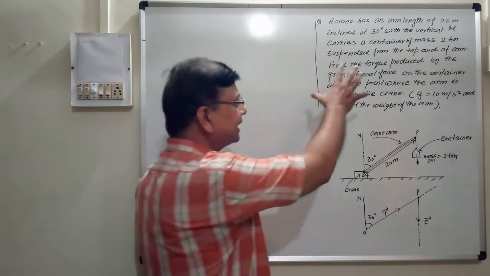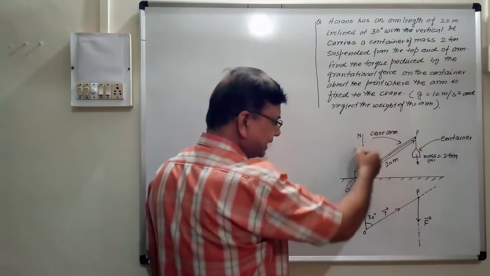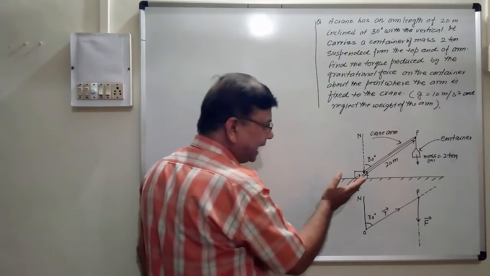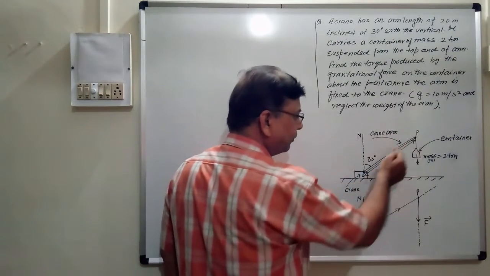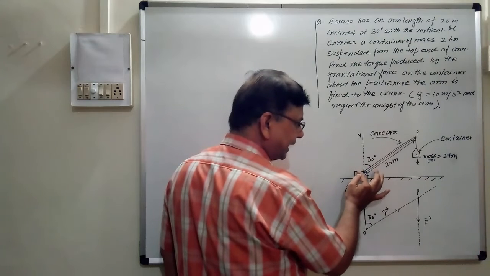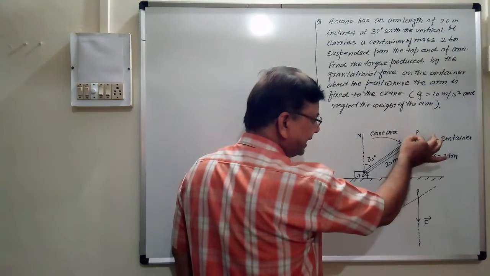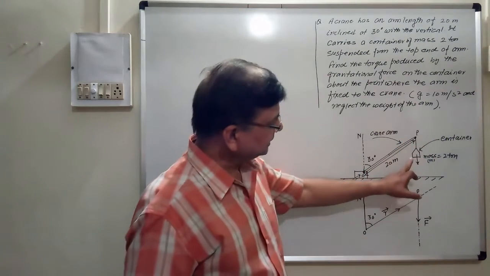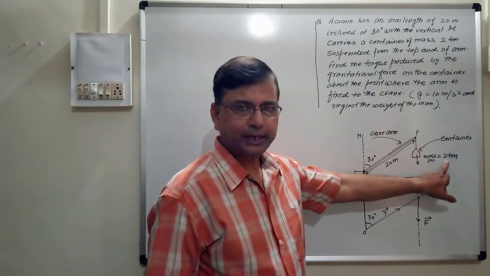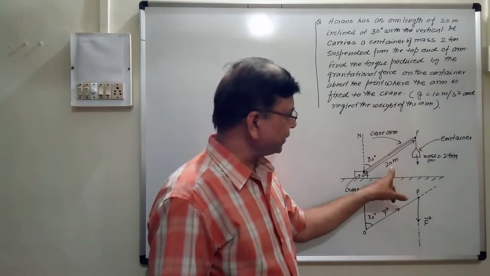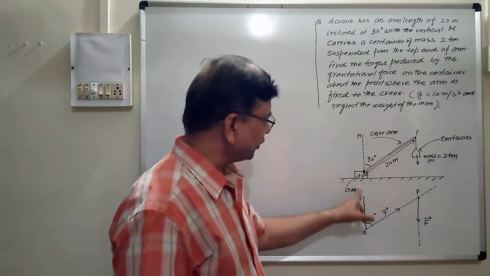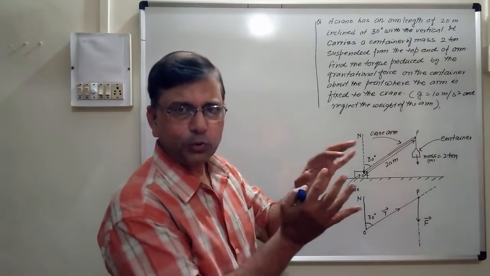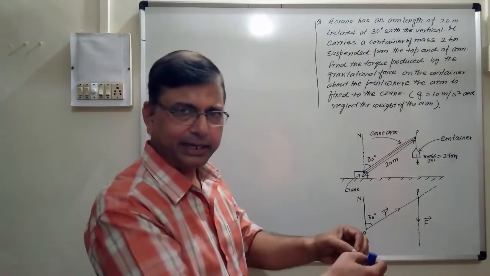So I have drawn the figure according to this question. This is the crane, right? Tentatively, I wanted to make the crane, and this is the arm, right? OP is the arm, and this is the crane, and a container is hanging from the top end of this arm, right? And mass of this container is given 2 ton. Arm length is 20 meters. So this figure I have drawn according to the question, and this is the figure pertaining to pictorial form of the crane and container and all.